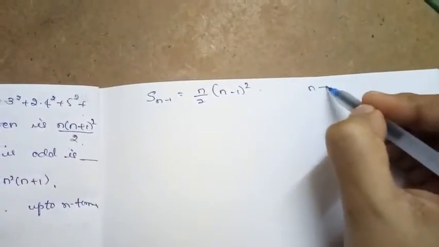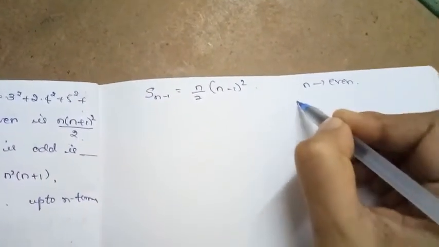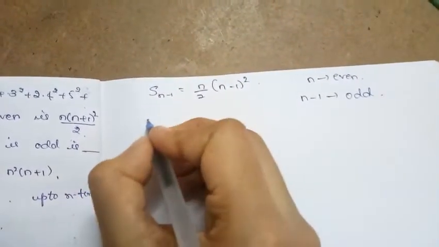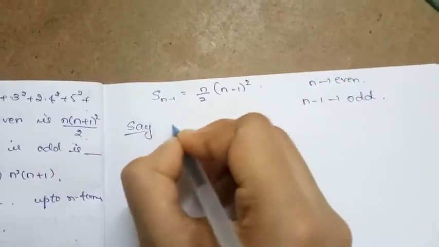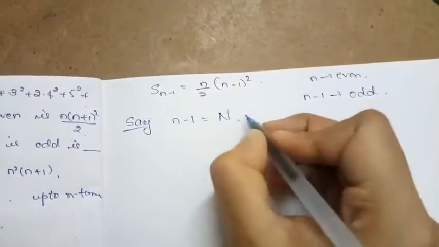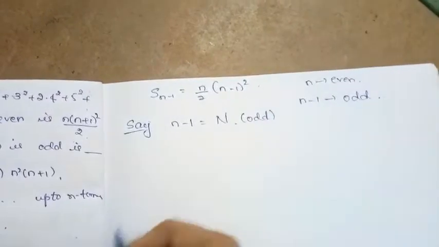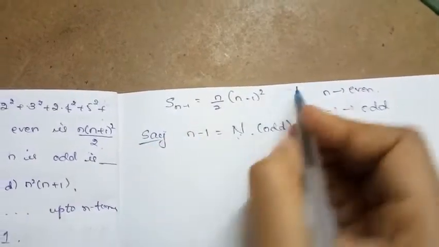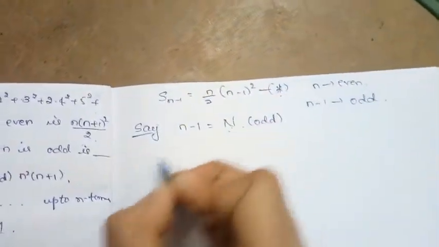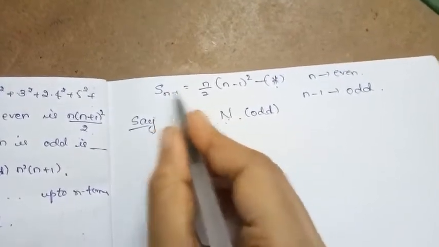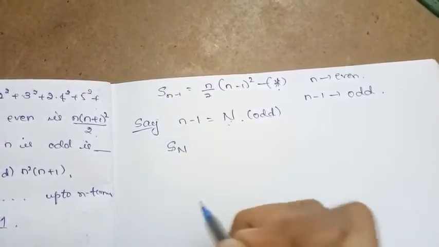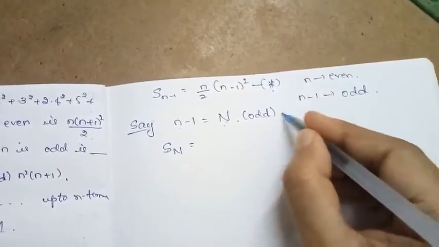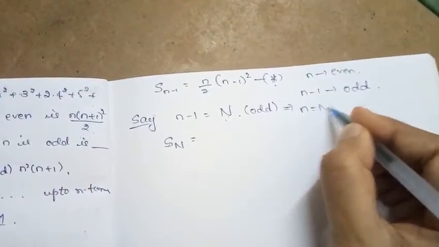So here in the beginning I considered n is even. So what happens? n is even, n minus 1 becomes what? It becomes the odd. So I will call n minus 1 as capital N, which is nothing but our odd number. So when n minus 1 is equal to N, substituting this one in this equation, I will call it as star. That becomes Sn minus 1, in place of n minus 1 I am replacing by N. So if n minus 1 is equal to N, what happens to small n? n is equal to N plus 1.